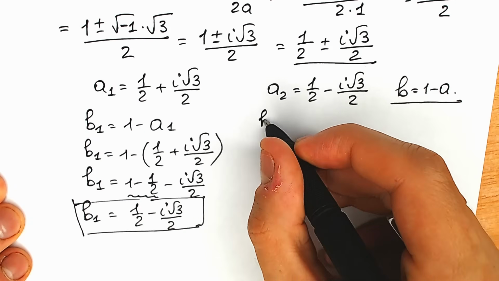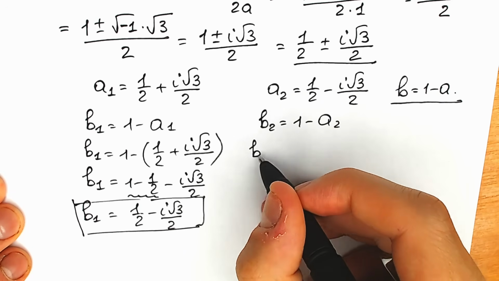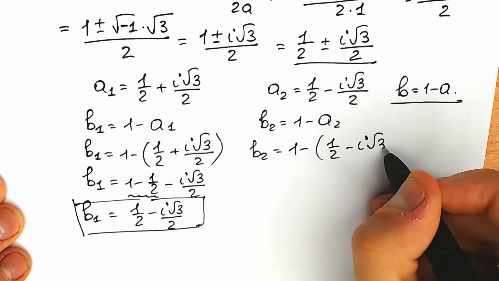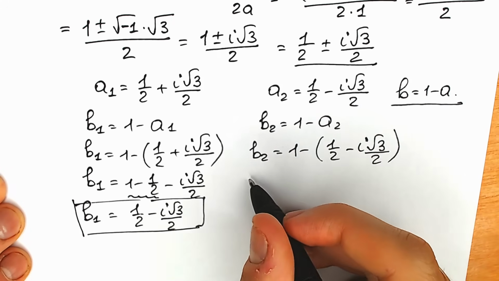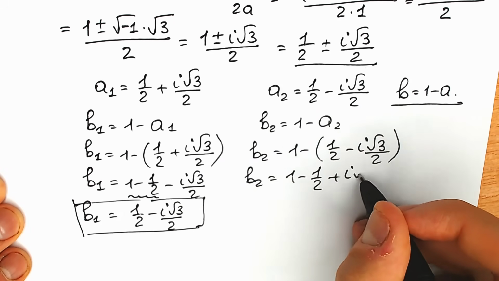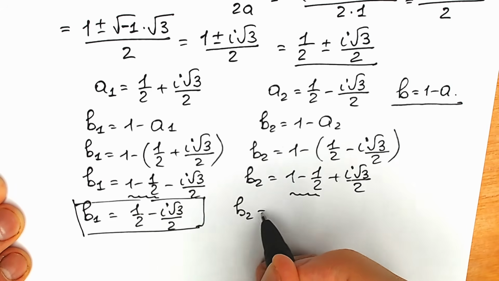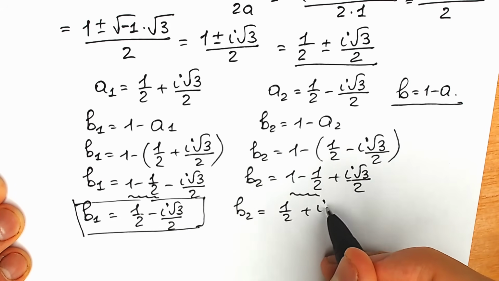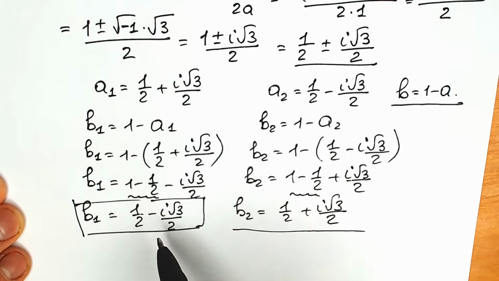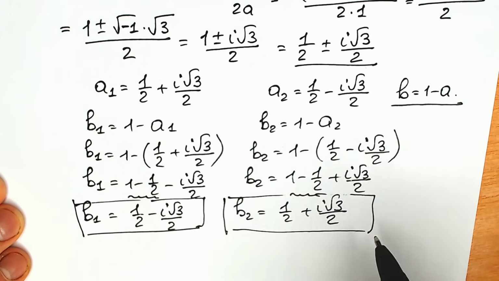Okay, so b second is equal to 1 minus a second. As a result, we have b second equal to 1 minus (1/2 minus i square root of 3 over 2). Right now we'll open up parentheses, so we have b second equal to 1 minus 1/2 plus i square root of 3 over 2. 1 minus 1/2 equals 1/2. So we have 1/2 plus i square root of 3 over 2. So it looks like a mirrored solution. Yeah, we have right here plus minus, and right here we have minus plus. Okay, so we have two pairs of roots.